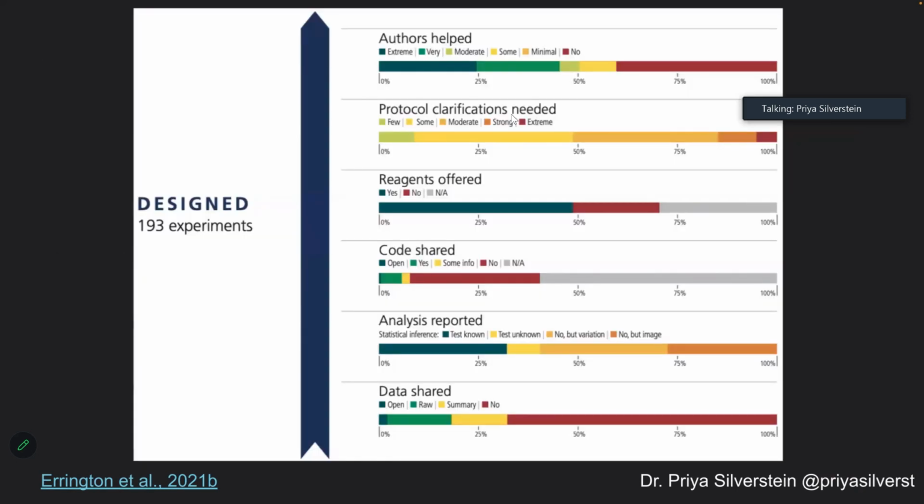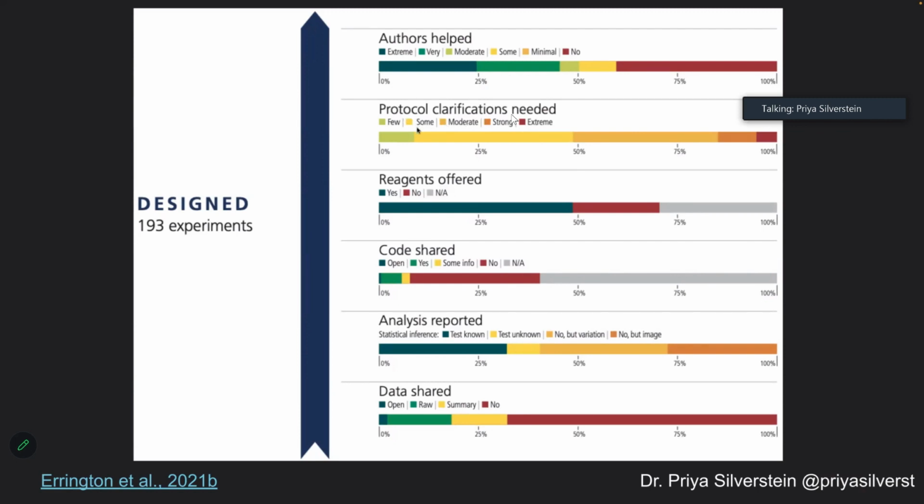And so we can look at that in a bit more detail here. So they designed the 193 experiments that they originally intended to replicate. And we can see here, a large majority of the data was not shared. There was some, either the analysis was not reported or the test was unknown in the vast majority of cases. The code was not shared in the majority of cases. I was glad to see that the reagents were offered in the majority of cases where this was relevant, at least.